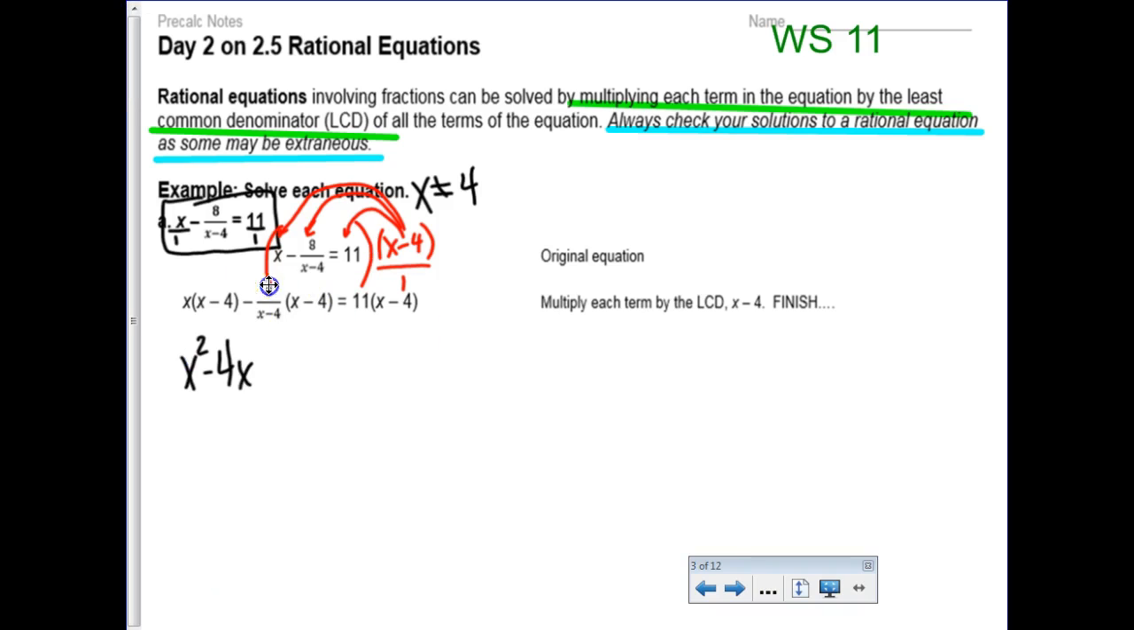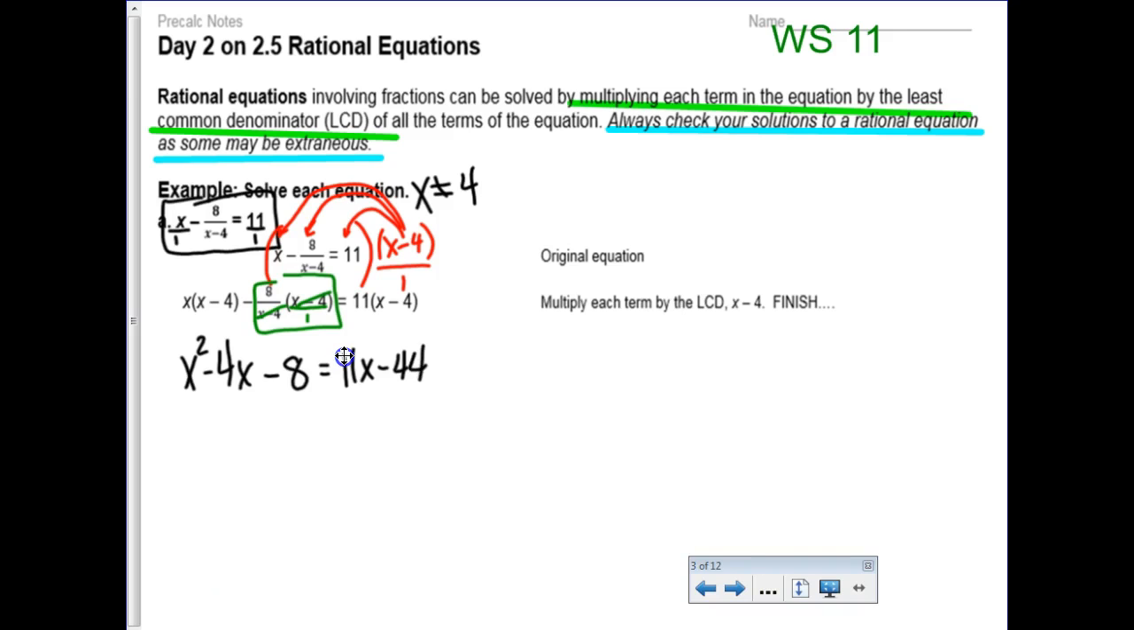But look what's happening in this middle fraction. The 8 over x minus 4 times the LCM of x minus 4. You see that the x minus 4s are going to cancel. So you just have a minus 8 in that term. And then 11 times x minus 4, you'd have to go through and distribute.